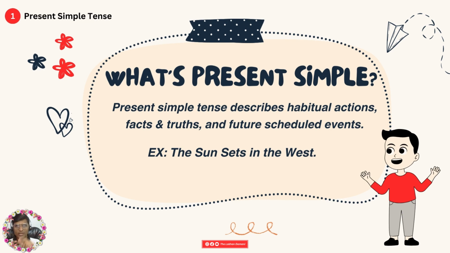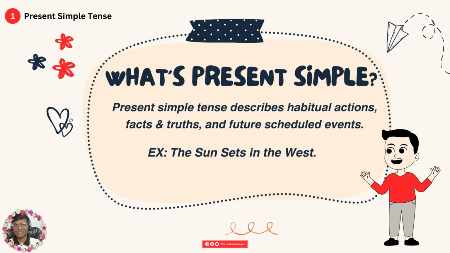First, habitual action. Habitual action means something that we do in our daily life. I would like to give you more examples. And facts and thoughts: they are facts or general facts, general thoughts, that's also what present simple describes. And third, the very main one, is future scheduled event. Some events are going to happen, but we describe them in present simple tense.